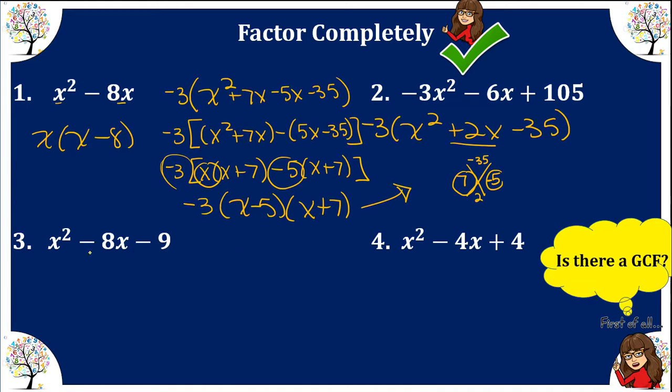In this example, there's no GCF. This is not a perfect square trinomial. So I'm just going to simply factor. Let's use our graphic organizer. So A times C, and then the B value. So the factors of 9 are 3 and 3, and 1 and 9. So it's, excuse me, negative 9 and 1 will be the two numbers that we're going to use to split negative 8x.